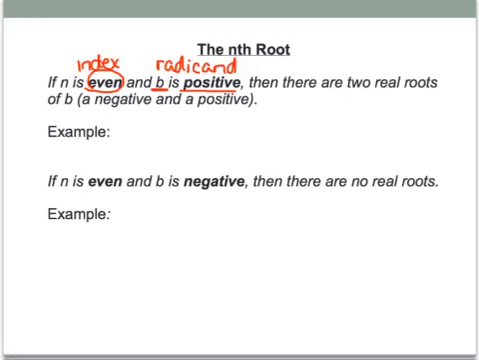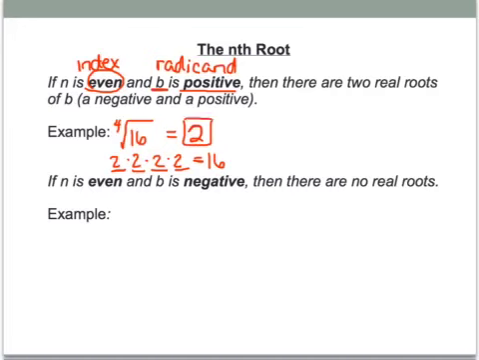For example, let's say I have the fourth root of 16. So you're thinking, what times itself 4 times gives me 16? It's got to be a small number. 1 times itself 4 times is 1. Try 2. Does 2 work? Yes. 2 times itself 4 times would give me 16. So I have positive 2, but then I would also have negative 2. Negative 2 works as well.